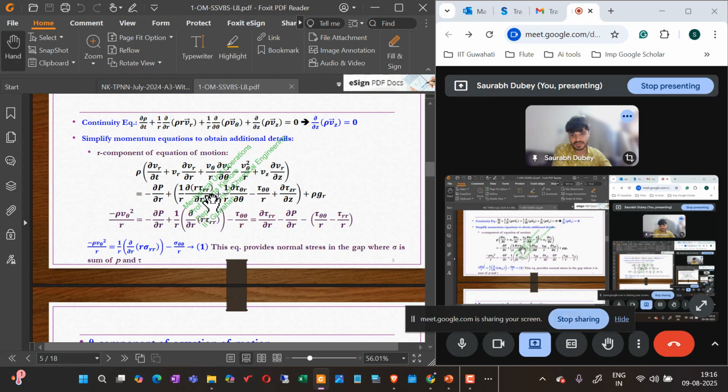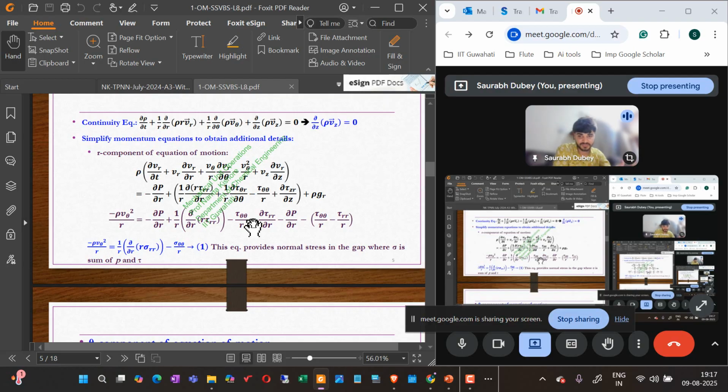And then 1 by r del by del r of r tau rr, this is the normal component of the shear stress. This will give you the differences in the normal stresses, right? Which are the main part of non-Newtonian fluids, and especially for the viscoelastic fluid, because these normal stresses, or the differences between the normal stresses, are not getting nullified, and that actually leads to what we call the Weissenberg effect.